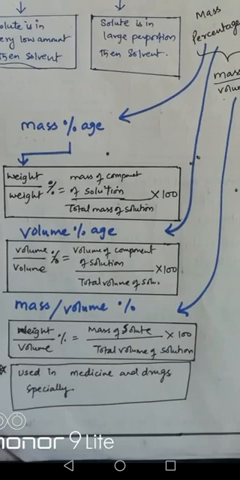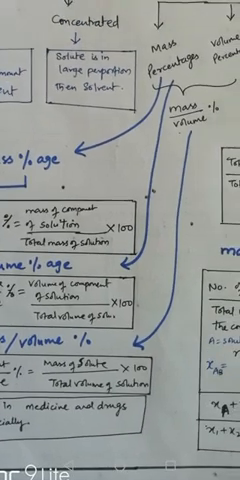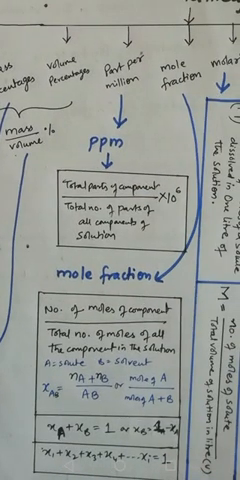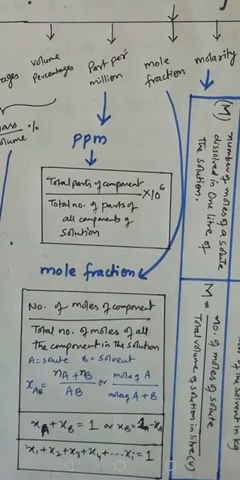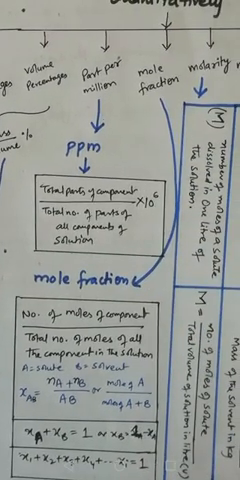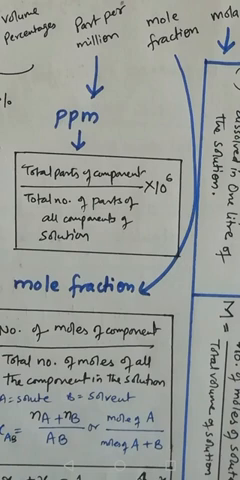And especially these kinds of percentages are used in medicine, to make medicine and drugs especially. Second is parts per million. As it is written, million has 6 zeros, so we will multiply by 10 raised to power 6. As we multiplied by 100 in percentage, here in parts per million we will multiply by 10 raised to power 6. So it is the total parts of solute upon total number of parts of all components in the solution, multiplied by 10 raised to power 6.